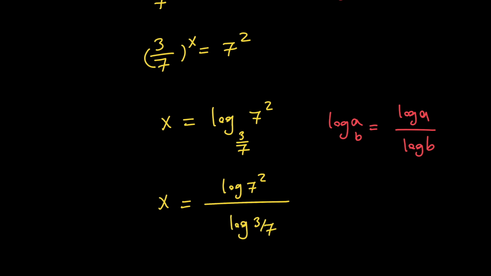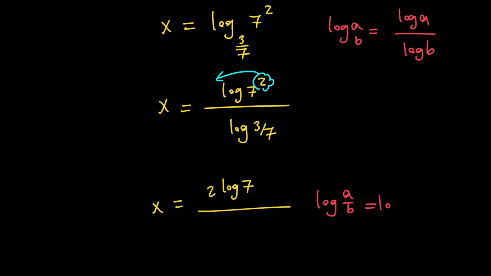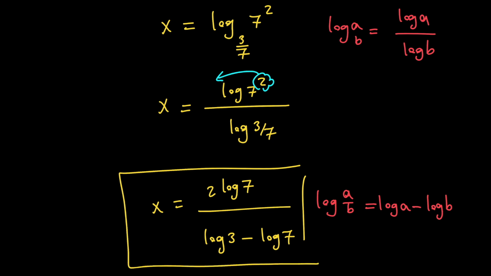Then, by using the power rule, I can take this power and bring it in front. So on the top, we have 2 times log 7. And since we have a log of division in the bottom, we can use this property. So we know that log of a divided by b is equal to log of a minus log of b, right? So based on this, in the bottom, we have log 3 minus log 7. Great. So this brings us to the end of the second method and end of the video.